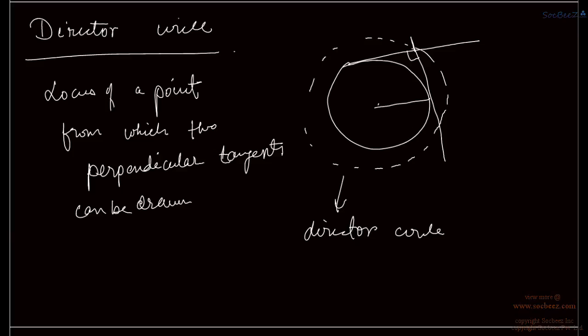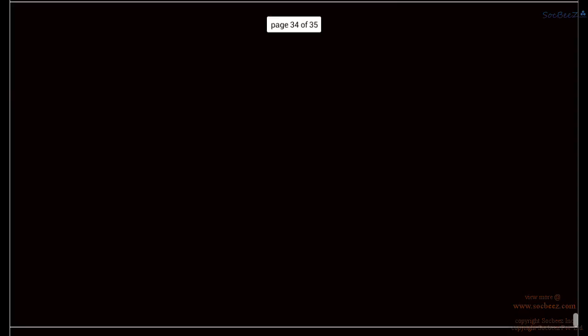And the radius we can obviously find. Say this radius is r, and we know the length of a tangent as L. So the radius can easily be found as under root of r square plus L square. So we can write the equation of the director circle also from here.